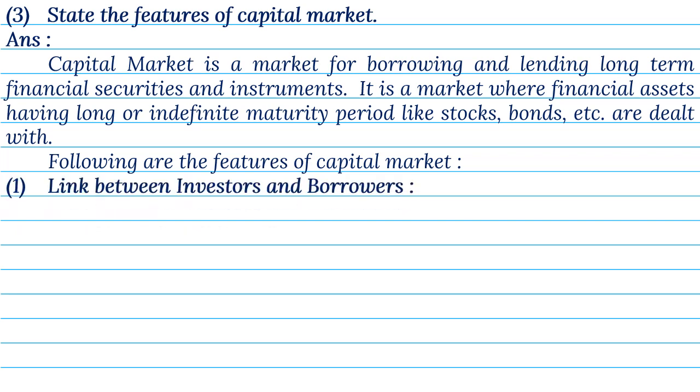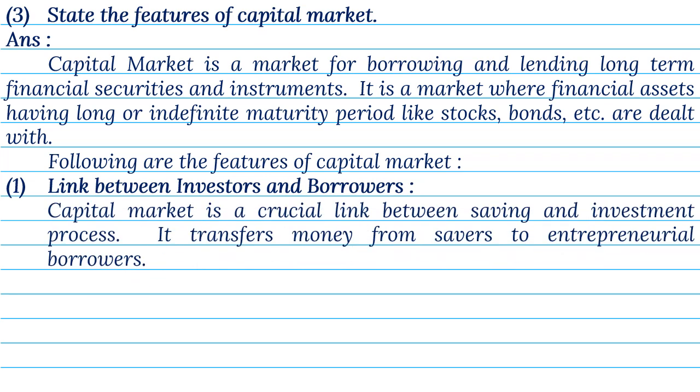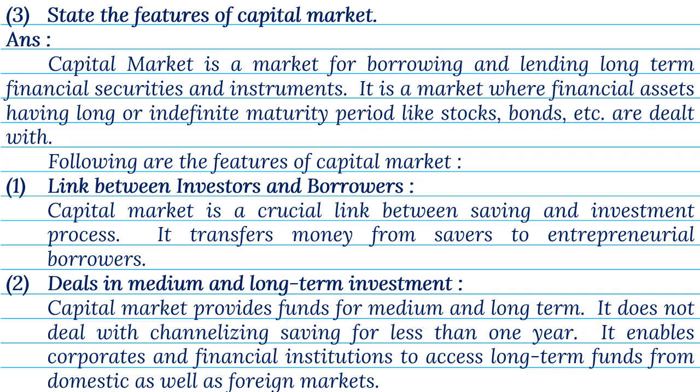1. Link between investors and borrowers. Capital market is a crucial link between saving and investment process. It transfers money from savers to entrepreneurial borrowers. 2. Deals in medium and long-term investment. Capital market provides funds for medium and long term. It does not deal with channelizing saving for less than 1 year. It enables corporates and financial institutions to access long-term funds from domestic as well as foreign markets.